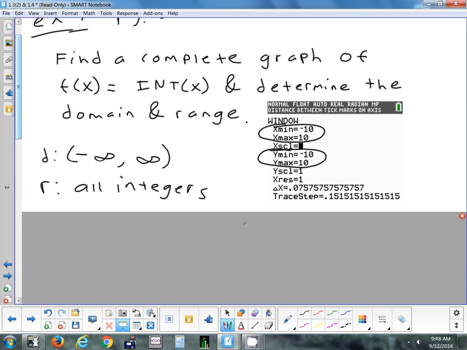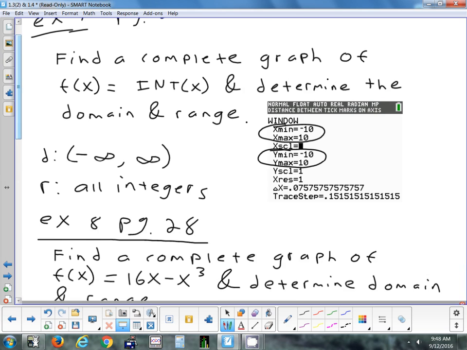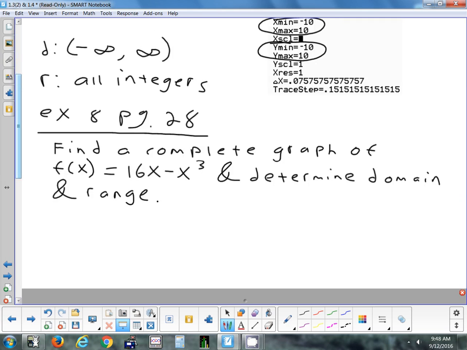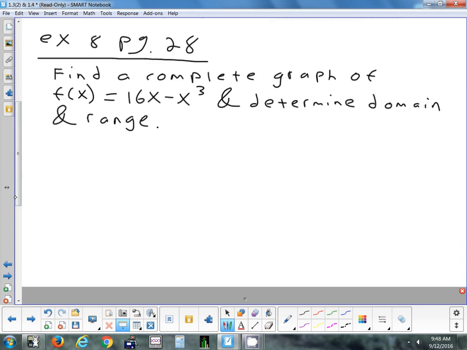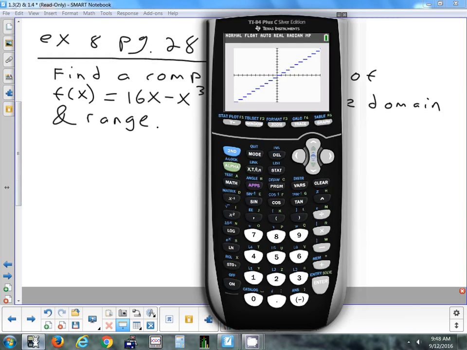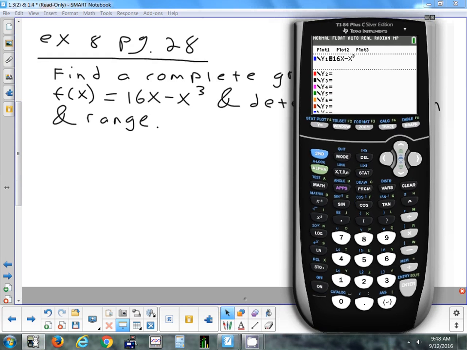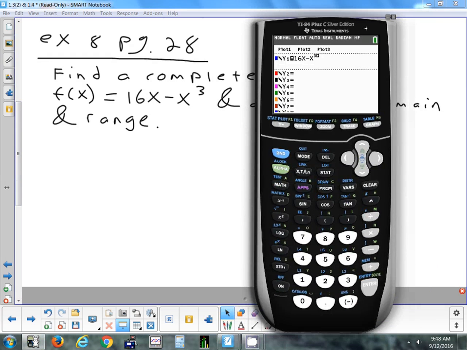Any questions on that? All right, so another one. This is not a step function, okay, but it's just asking me to find a complete graph of 16x minus x cubed and find the domain and range. All right, so 16x minus x cubed. Okay, what I'll do is start with a standard window and see what I can look at from there.